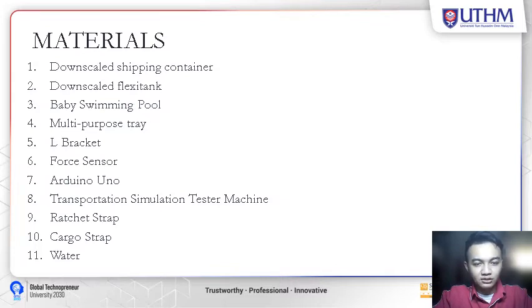And transportation simulation tester machine will be the simulator tester machine. A ratchet strap will hold the downscale shipping container on the machine. Cargo strap will be the practical method to reduce the slosh in a downscale FLEXITANK. Last but not least is water that will be obtained from the tap water in UTHM campus Pagoh.